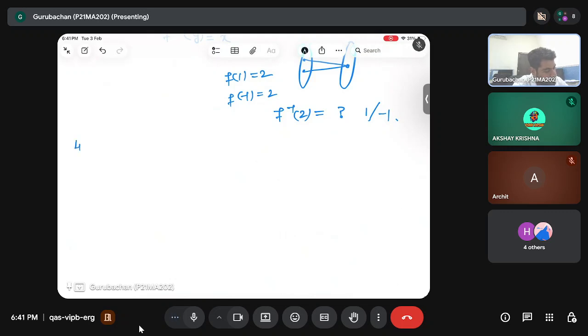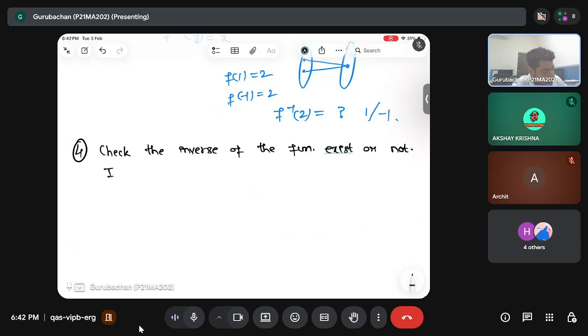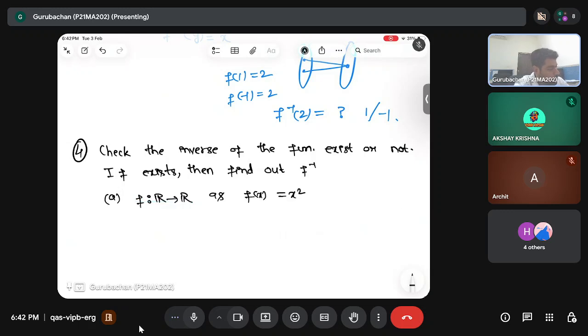So the next question is, check whether the inverse of the function exists or not, and if it exists, then find it out. f from R to R, f of x equal to x square. So tell me, does its inverse exist?